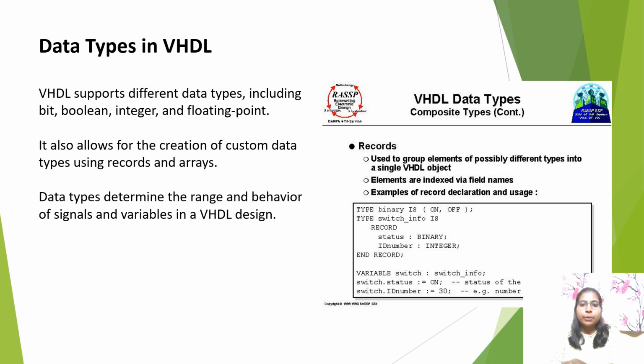Records are used to group elements of possibly different types into a single VHDL object. Elements are indexed via field names. Example of record declaration and usage.